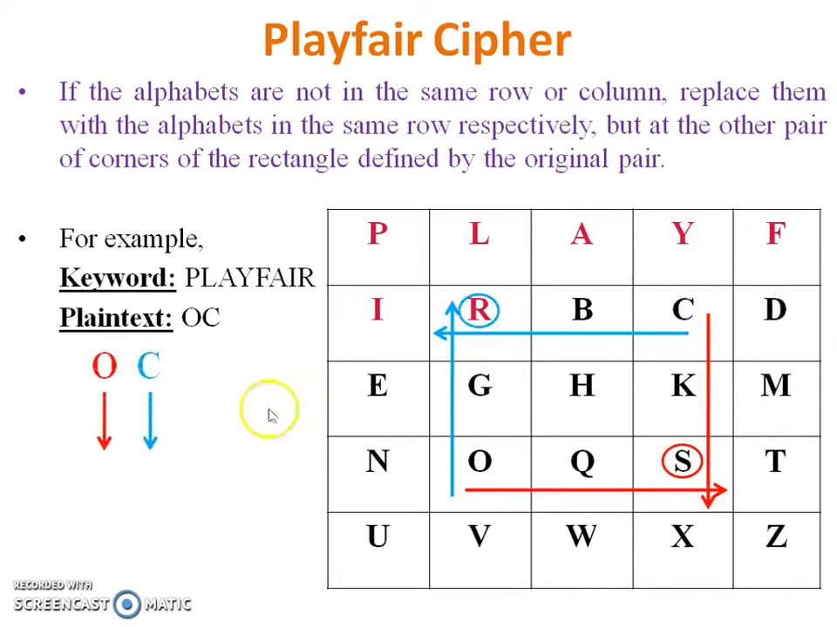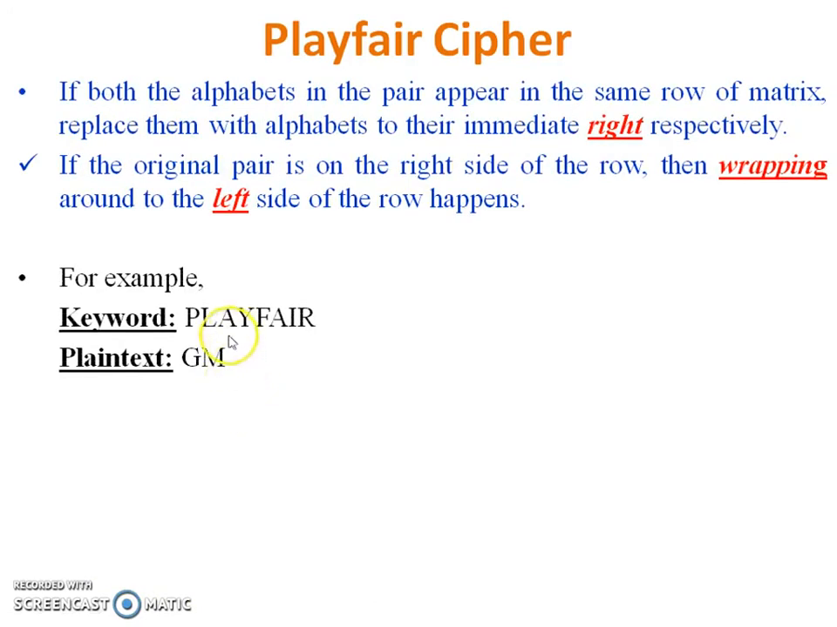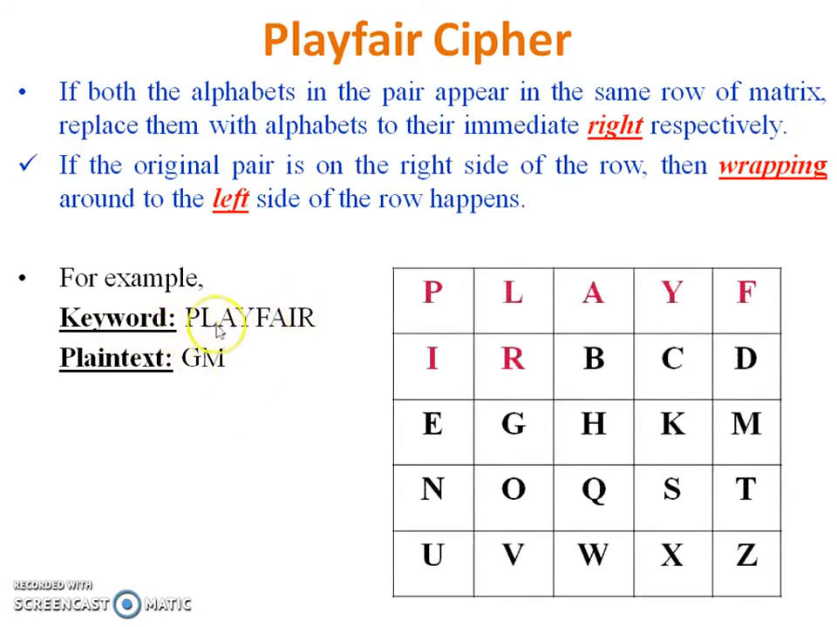Another case is when only one letter is left in the plain text. For example, network. First pair is NE, then TW, OR, then K is left. So you can see over here KX. K is filled with X to make a pair.